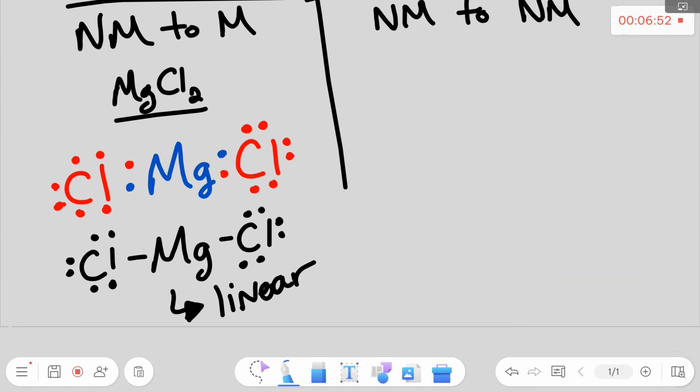Let's do a covalent one now. Let's do an easy one we've done before. CH4. Count valence electrons, that'd be 8. Looks great. We would draw Lewis diagrams.